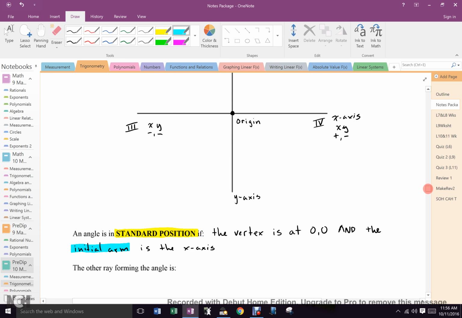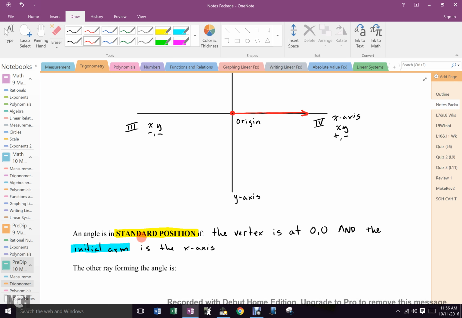So let's go back up to our plane here, and let's put that in. I'm going to use red. There is the origin, and now I'm going to draw the initial arm. It is on the x-axis. Everyone cool? What's the other way it could go? It could go to the left. Everyone all right with that? As long as my angle starts there, it is in what we call standard position.